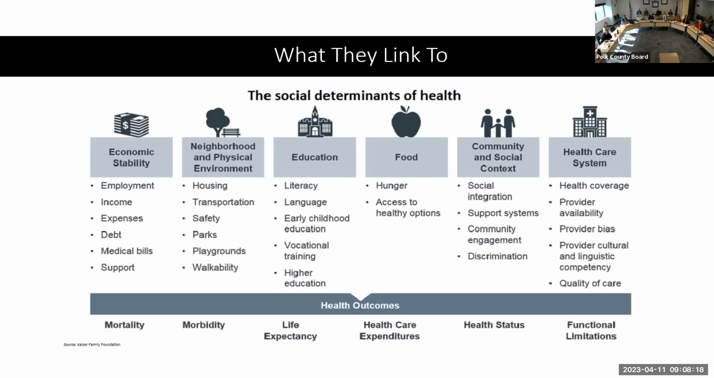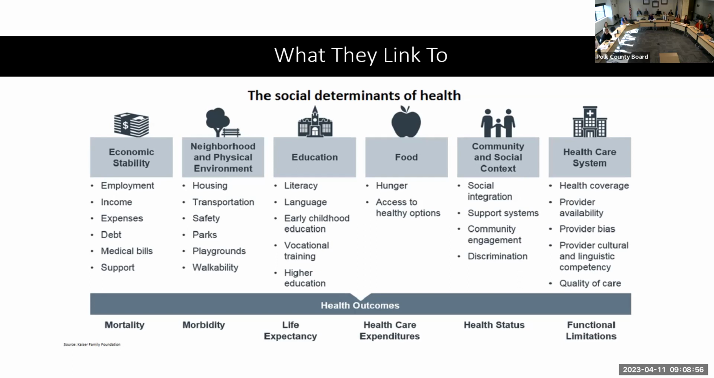At the bottom, you'll see the health outcomes are things like mortality, morbidity, life expectancy, healthcare expenditures, health status, and functional limitations. And at the top, we see the social determinants of health, some of the factors that play into those determinants, and then they ultimately can affect health outcomes. And again, a lot of times these are tied together. For instance, the walkability of a neighborhood may influence a person's physical activity levels, which may influence health outcomes.